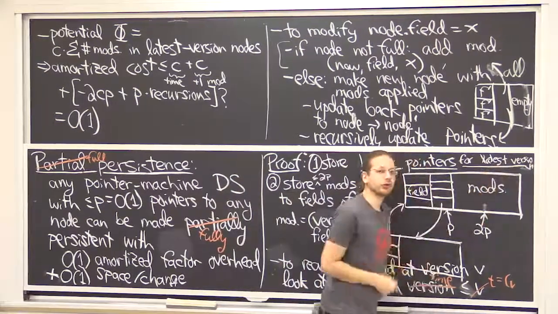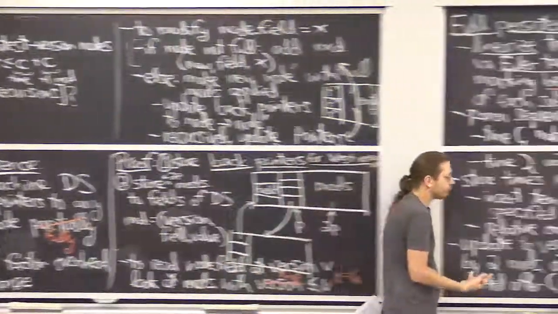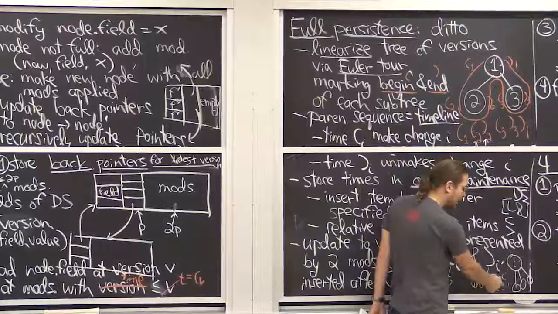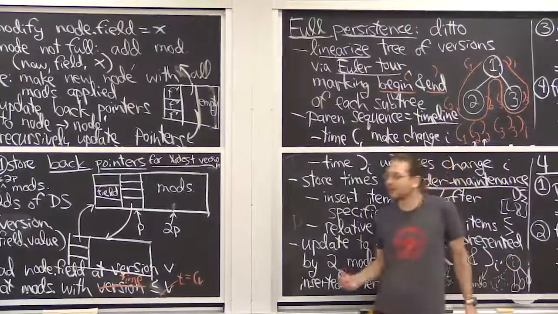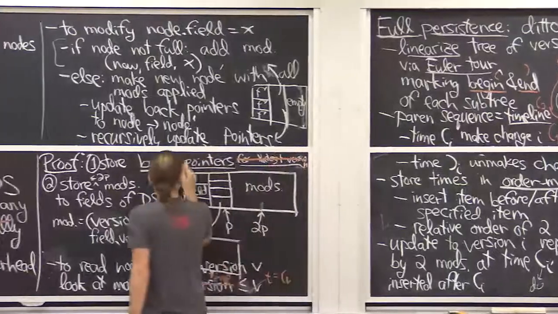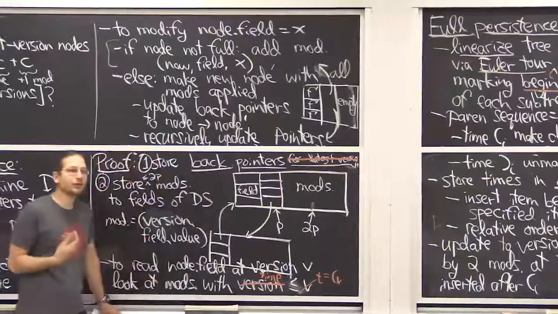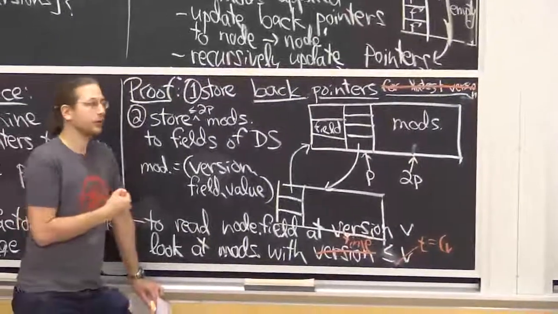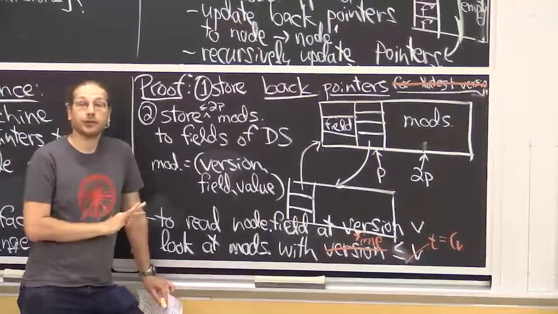That is no longer true. There are many latest versions. I mean, every version is modifiable with full persistence. I can modify I again. I can modify any of these children. Everything is active at all times. So we can no longer do back pointers just for latest version. We just need to store back pointers. Every pointer has to have a corresponding back pointer at all times. So at this point, pointers are basically symmetric.